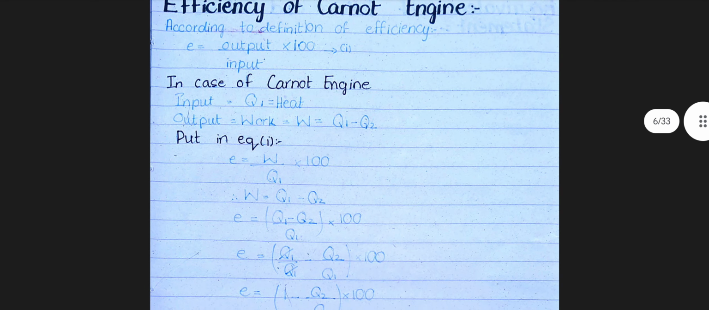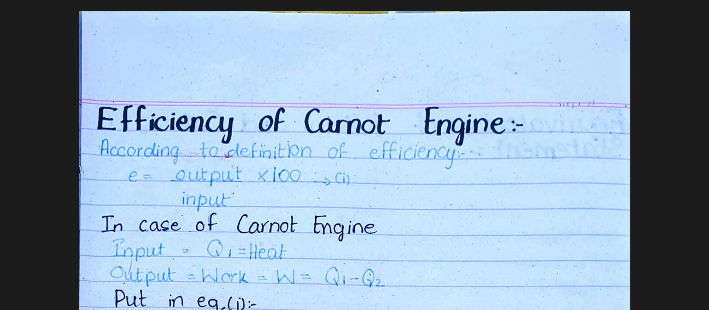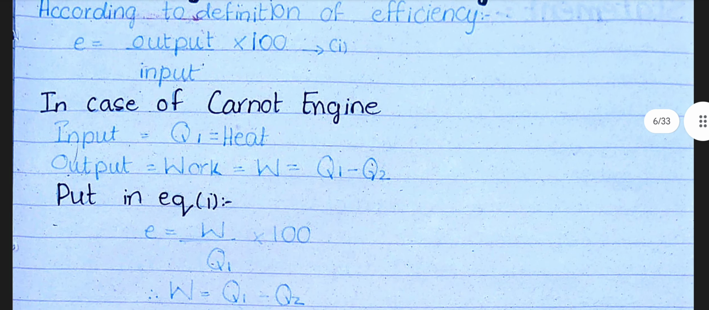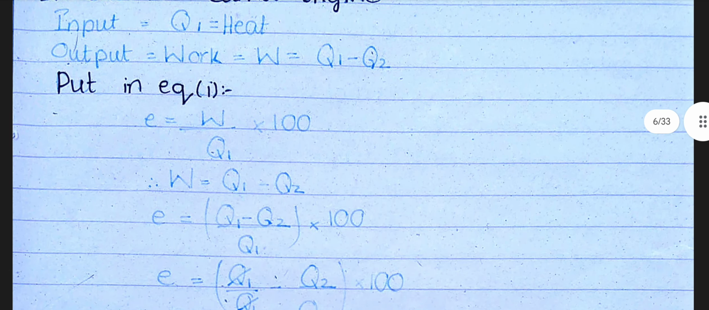Efficiency of Carnot engine. According to the definition of efficiency, E is equal to output upon input multiplied by 100. In case of Carnot engine, input is equal to Q1, the heat. Output is equal to work, W, which is equal to Q1 minus Q2. Put in equation 1, E is equal to W upon Q1 multiplied by 100. W is equal to Q1 minus Q2.